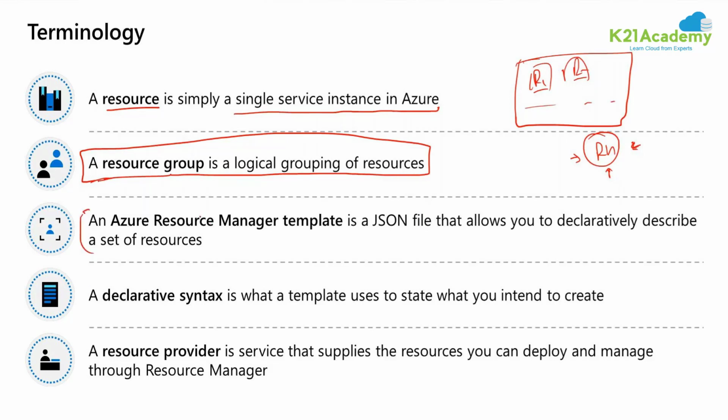Now there is something called an Azure Resource Manager template, right? It's a JSON file, JavaScript Object Notation file, that allows you to declaratively describe a set of resources. Where we can use this JSON template, we'll discuss. There is also something called declarative syntax, which is what the template uses to state what you intend to create. So this ARM template is a kind of JSON file which uses declarative syntax. We'll discuss this declarative syntax and how it looks, right?